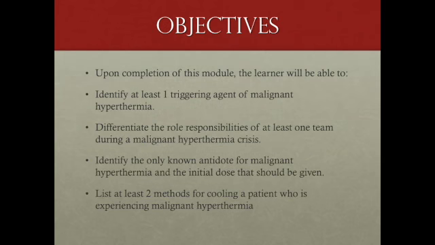Upon completion of this module, the learner will be able to identify at least one triggering agent of malignant hyperthermia, differentiate the roles and responsibilities of at least one team during the malignant hyperthermia crisis, identify the only known antidote for malignant hyperthermia and the initial dose that should be given, and list at least 2 methods for cooling the patient who is experiencing malignant hyperthermia.